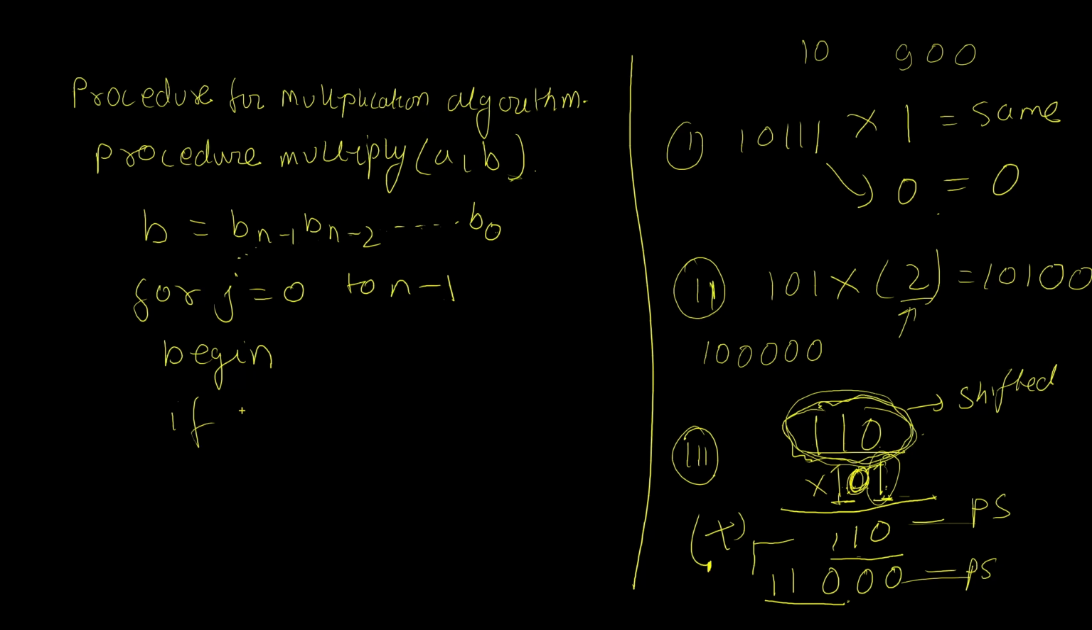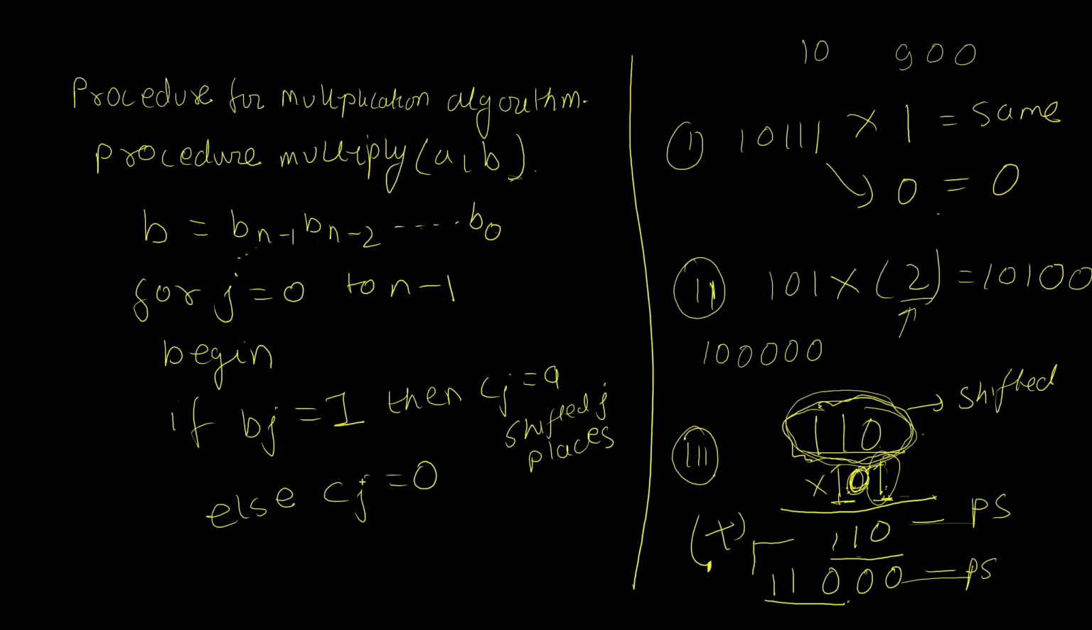So if b_j is equal to 1, that means my current digit being multiplied is a 1. I want to collect this partial sum. So then my partial sum c_j would just be a shifted j places, right? So a shifted j places, because whatever the position of j is, that is the number of times I want to shift. And otherwise, c_j simply equals 0. And what does this else mean? The other case when b_j is 0, right? When I'm multiplying by a 0, my partial sum is automatically 0. But when I'm multiplying by a 1, that is when my partial sum equals the multiplicand shifted j places. Okay, so I'll end my loop here.